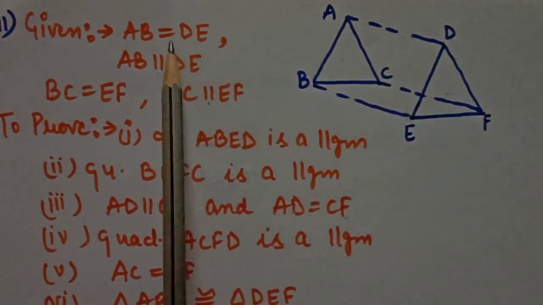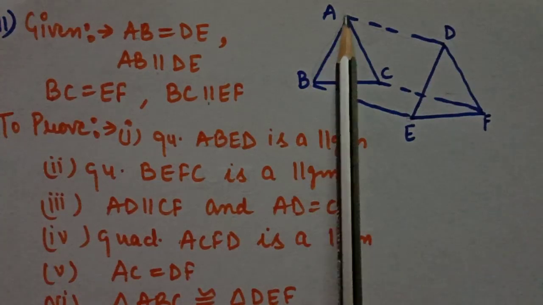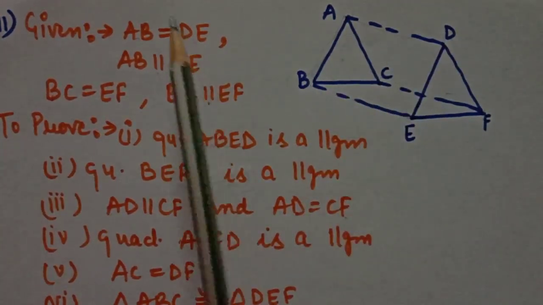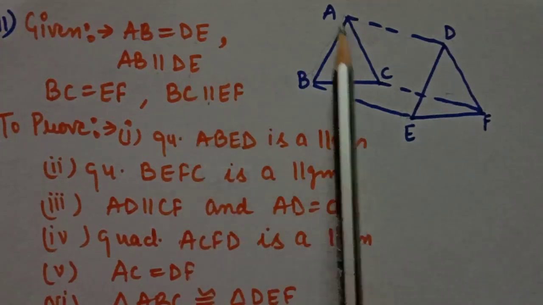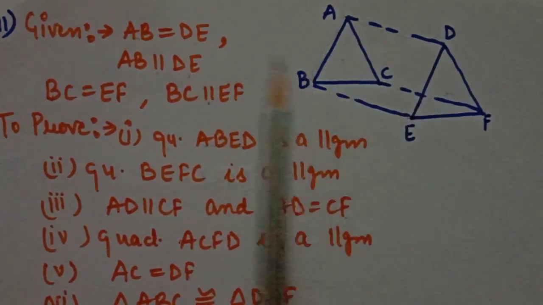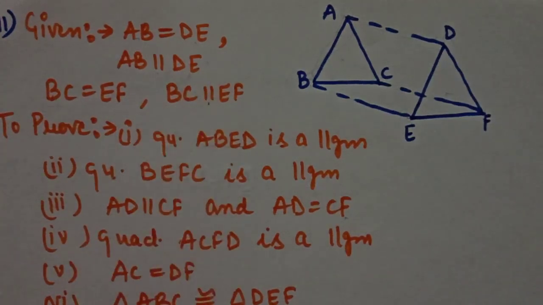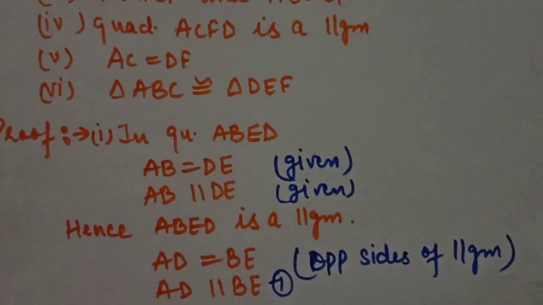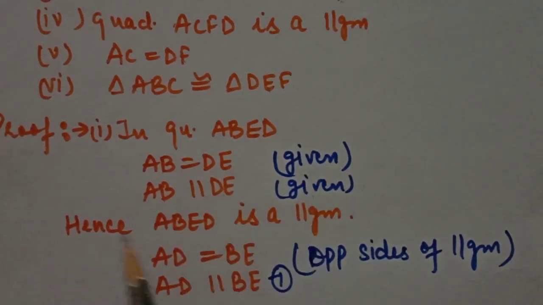Try to take help from the given. AB is equal to DE. Good. AB and DE are present in this quadrilateral. In this quadrilateral, AB and DE are equal as well as parallel. If in a quadrilateral one pair of sides is equal and parallel, then definitely it is a parallelogram. So we will write like this: AB is equal to DE given, AB is parallel to DE given, hence ABED is a parallelogram.